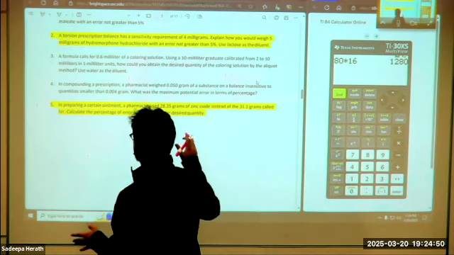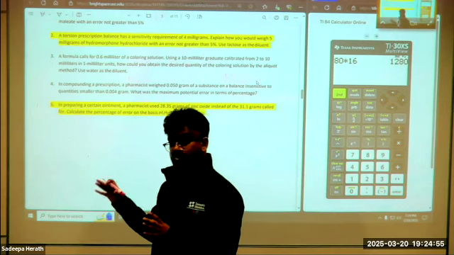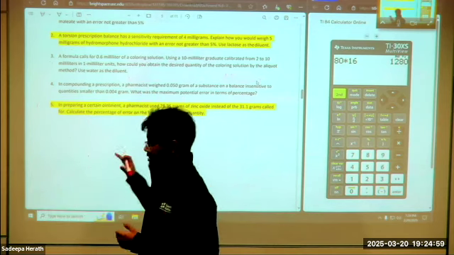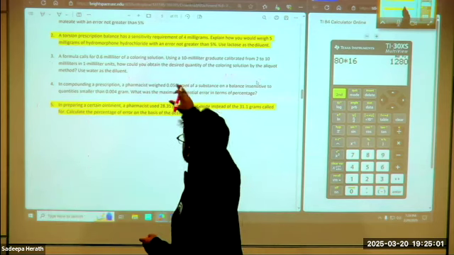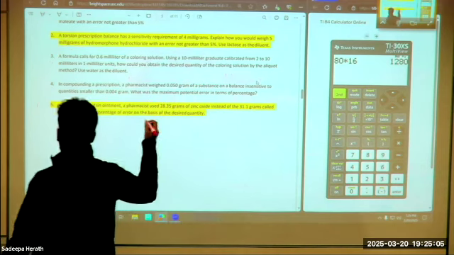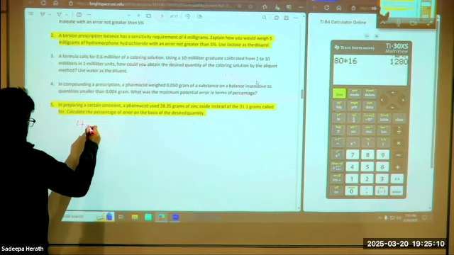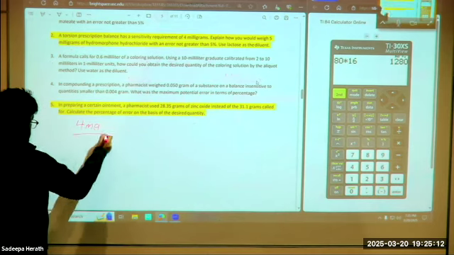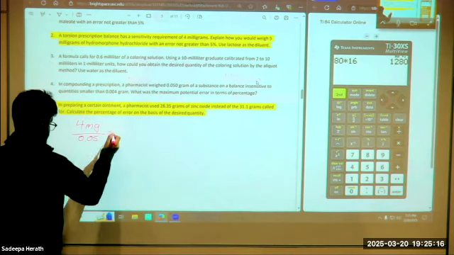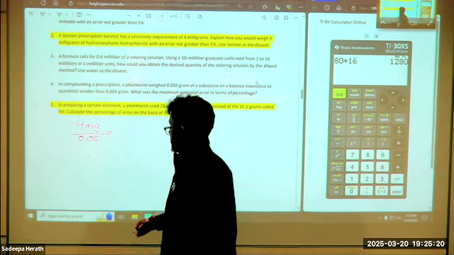Starting off, we need to find the minimum quantity of a substance that we can weigh in which it will meet the requirements of 4 milligrams sensitivity requirement and error less than 5%. How do we go about that? We divide 4 milligrams by 0.05. Those are our requirements for precision. That's what we're dividing here.